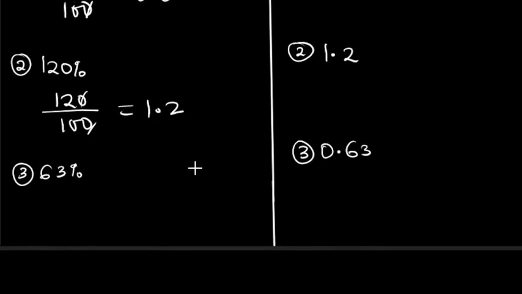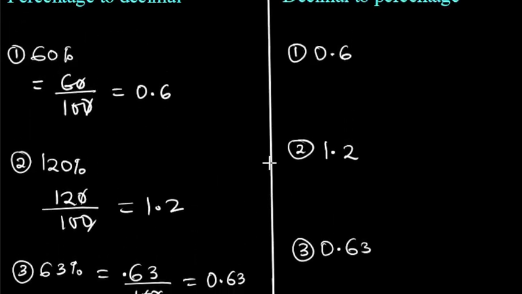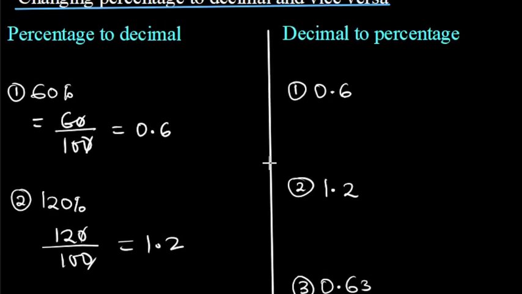Then the third one, this is same thing as 63 over 100. So this is equal to, this is 1, 2, put point here, 0, 0, because we have two zeros. We count these two figures in the backward direction, 1, 2, put point here, so this becomes 0.63. Okay, now we need to now convert from decimal to percentage.